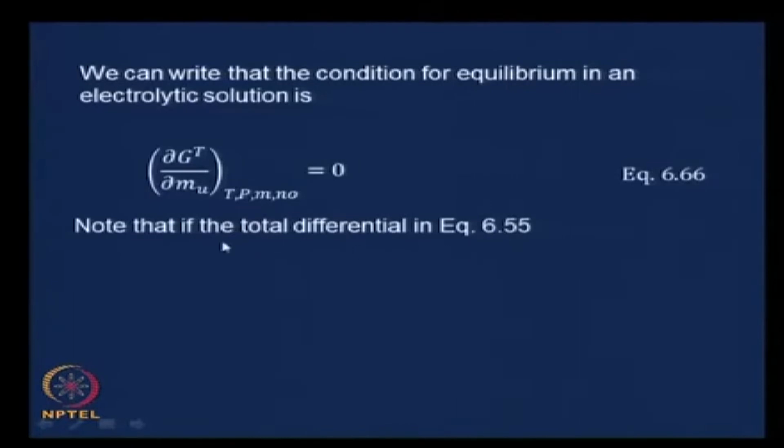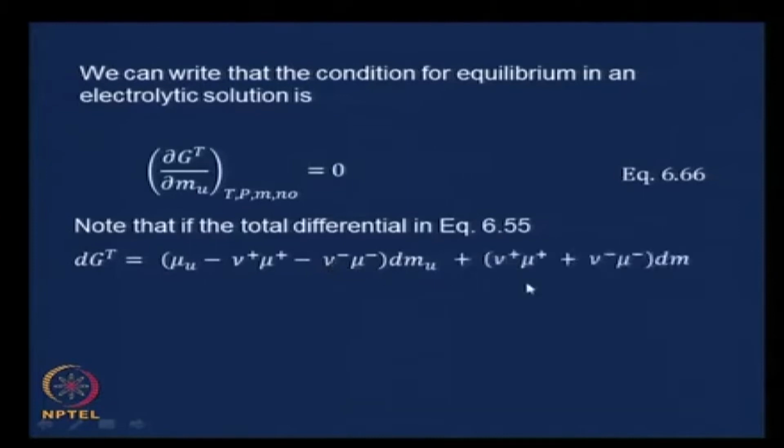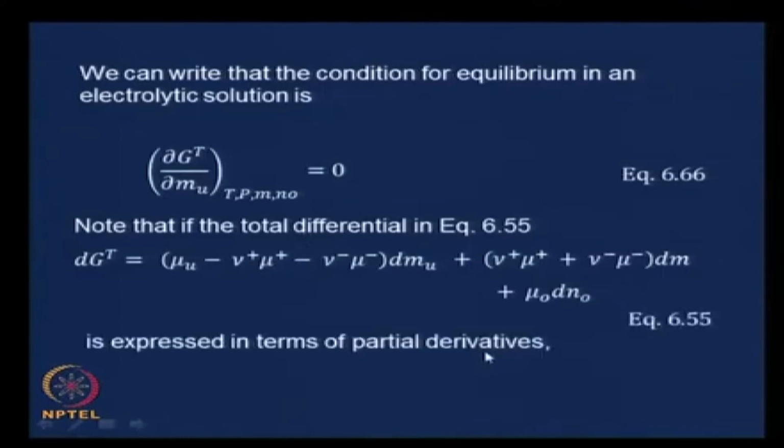And note, if the total differential is considered in 655, dGt under constant conditions of temperature and pressure was nothing but (mu_u nu_u minus mu_plus nu_plus minus mu_minus nu_minus) dmu, and so on, plus mu_0 dn0. This, if we write in terms of partial differentials, it is easy to see this is dGt.